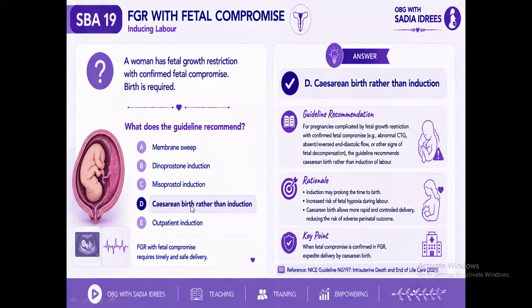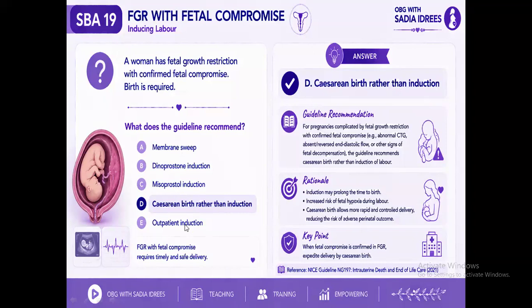rather than induction. Now look at the distractors. Membrane sweep. No, we are not trying to gently encourage spontaneous labor in a compromised fetus requiring delivery. Dinoprostone or misoprostol. Again, no, because that begins an induction process that a compromised fetus may not safely tolerate. Outpatient induction, definitely not. A pregnancy complicated by confirmed fetal compromise is not an outpatient induction scenario.